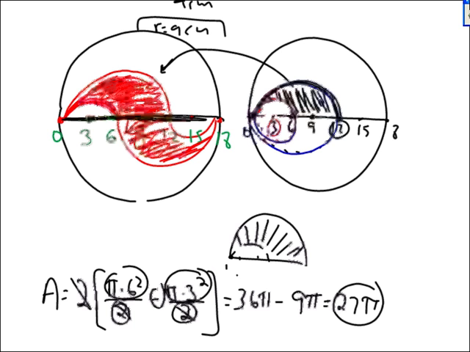Why did I double it? Because I had the bottom half, which is the same as the top half. Okay, it's a nice problem. You should be able to do it. That pretty much completes the section on circles and sectors.